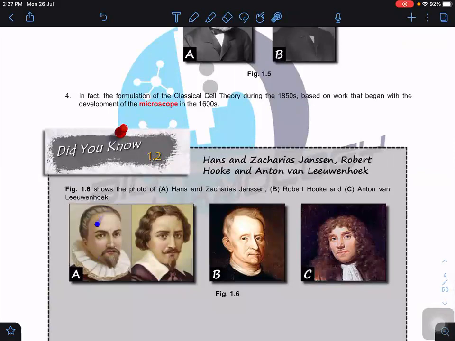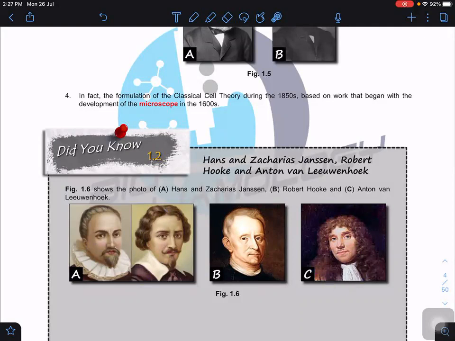Both of them are the fathers of the compound microscope. What's the father of the compound microscope? They are the ones who invented the compound microscope, not the simple microscope. So what is the difference between a compound microscope and a simple microscope? A compound microscope consists of two lenses. One lens, which we view near to our eye, is called the eyepiece. The other lens, near to the object, is called the objective lens. So Hans and Zacharias Janssen invented the compound microscope.